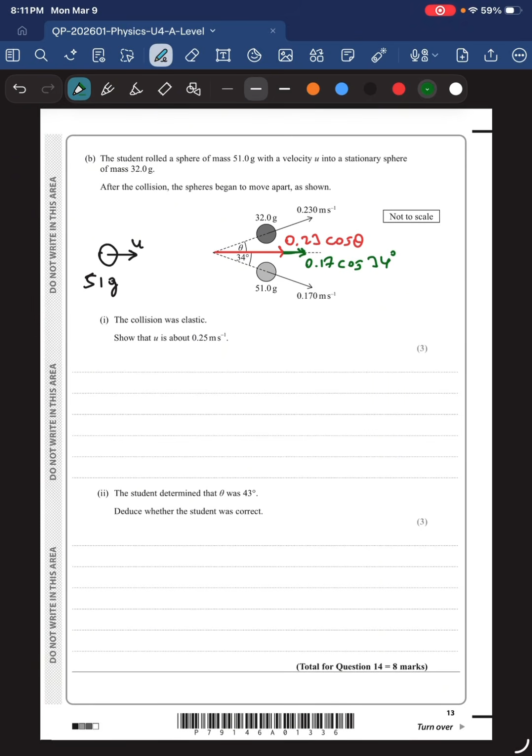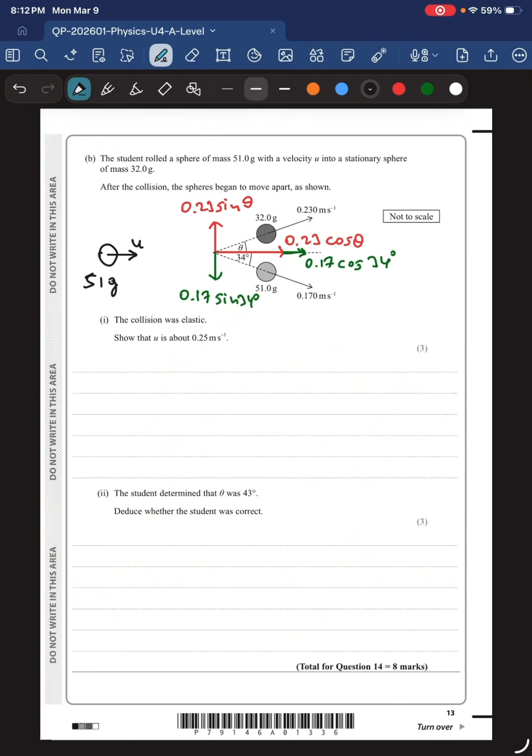And then you will have another component that points up. It's not vertical for some reason. That one, 0.23 sine theta. And then another one that points down, which is 0.17 sine of 34 degrees.